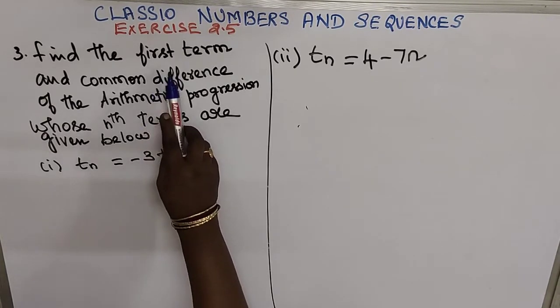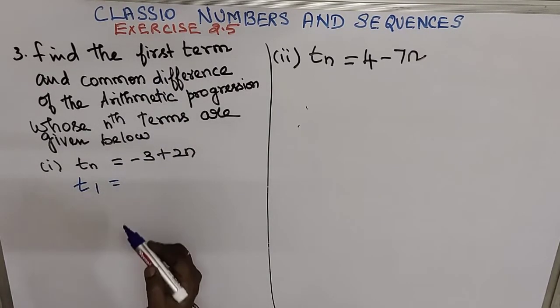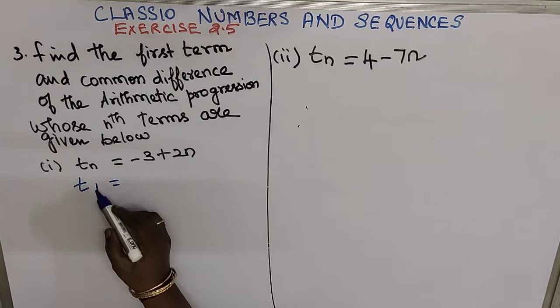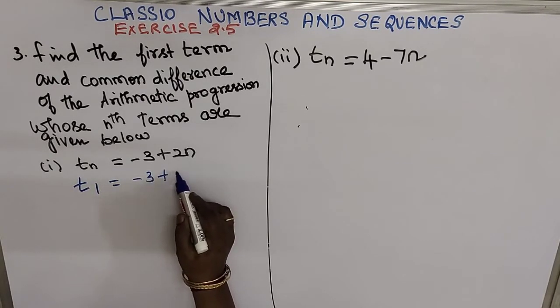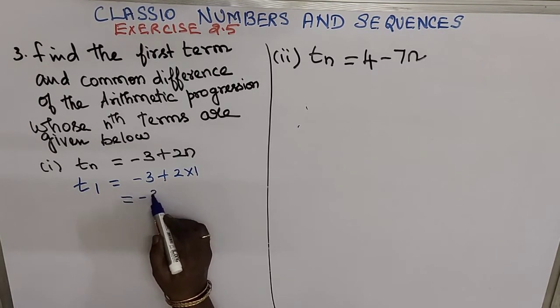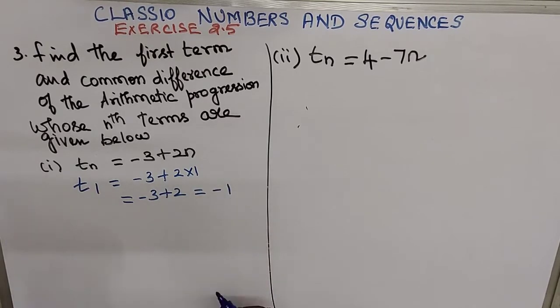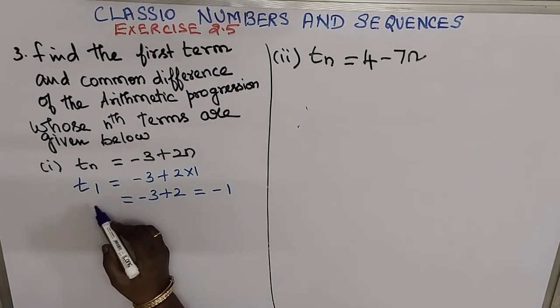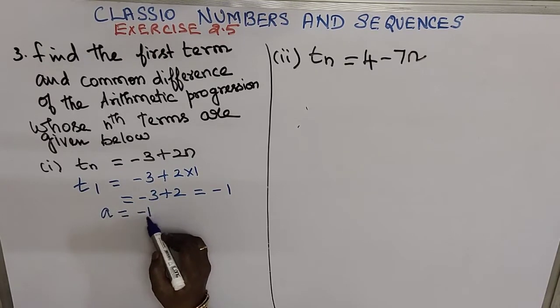So first of all we can find the first term. First term means T1. So in the place of n we are going to substitute 1. So minus 3 plus 2 into 1. So that is minus 3 plus 2, that is equal to minus 1. So this is the first term. So the value of a is minus 1.